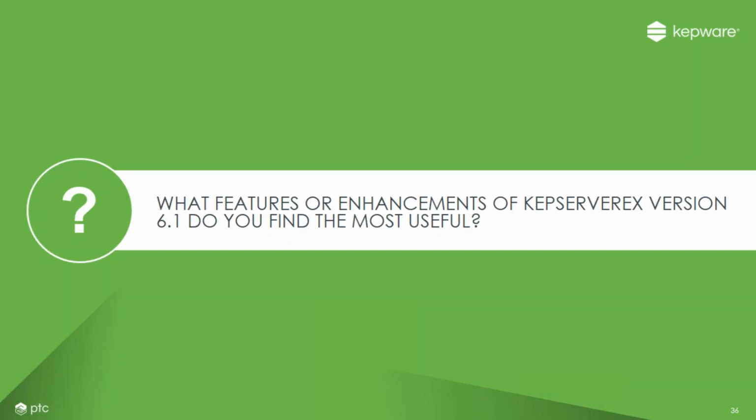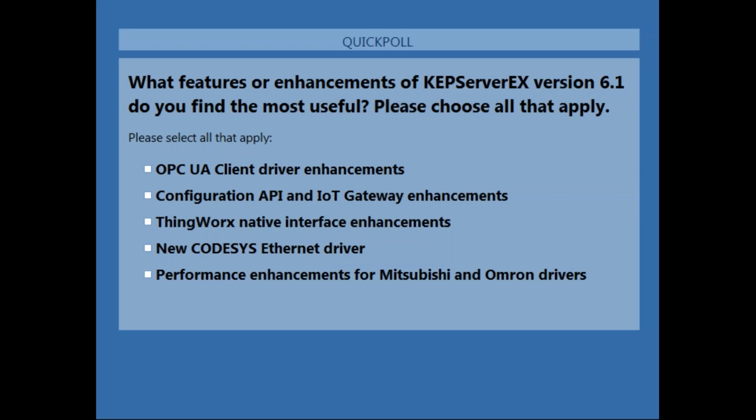So I have to ask, final question of the day, final poll question here, the most important one really. After watching everything, what features or enhancements of KEPServerEX version 6.1 would you find the most useful? So either you're going to implement them, or you could see yourself implementing them in the future, or you're just really jazzed about it, like I am. OPC UA Client Driver enhancements, Config API and IoT Gateway, ThingWorx interface enhancements, CODESYS Ethernet driver, or those performance enhancements for Mitsubishi. Again, this is a multiple choice or multiple select poll question, so you can select anything and everything that interests you.